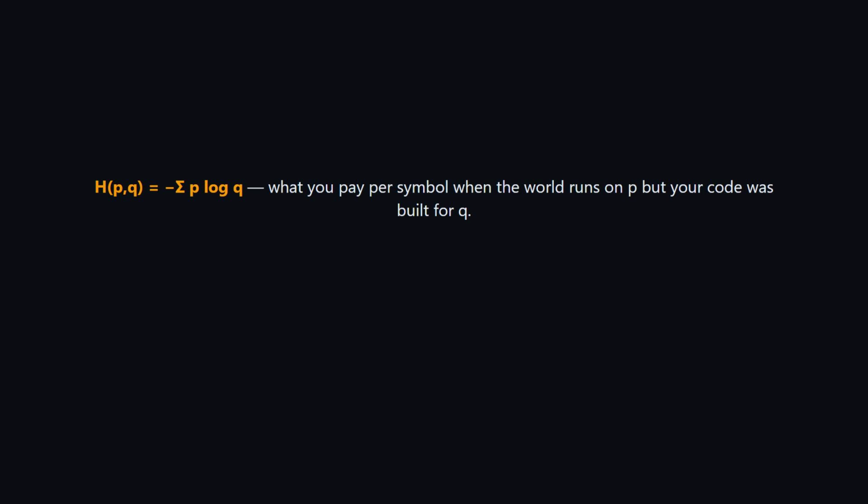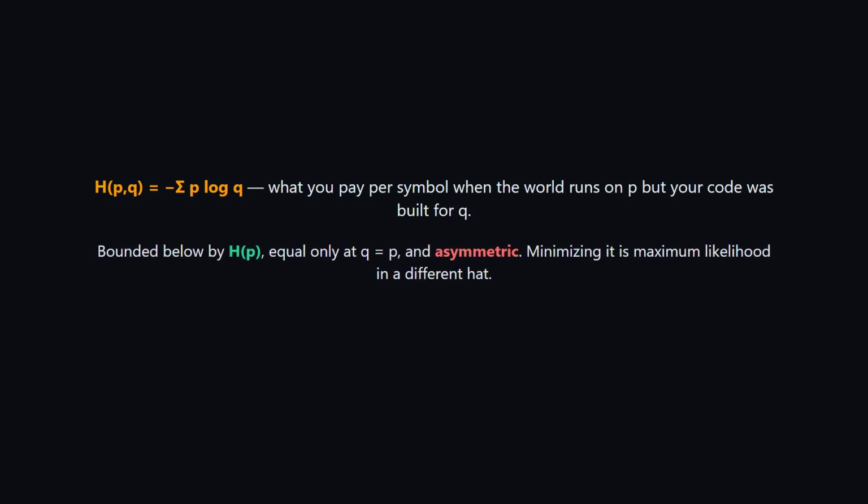Cross-entropy, H of P, Q, is minus the sum of P log Q, what you pay per symbol when the world runs on P, but your code was built for Q. It is bounded below by the entropy of P, with equality only when Q equals P, and it is asymmetric. Minimizing it is maximum likelihood wearing a different hat.